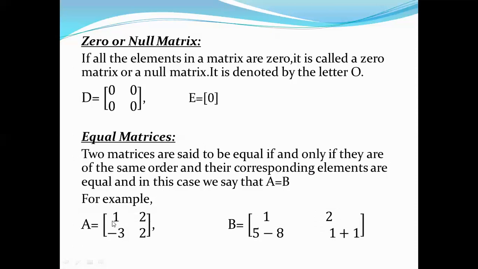Here we have in the very first row, first column 1. Here also we have 1. Here we have 2 and here also we have 2 in matrix B. Matrix A has minus 3 in the second row and first column, and here matrix B has 5 minus 8, which is minus 3. So this element is also same. Now we have here 2 and here also we have 2. So the order of both matrices is same and their corresponding elements are also same. That's why both matrices will be equal matrices.